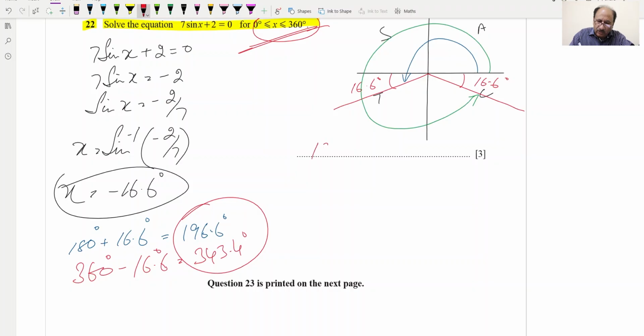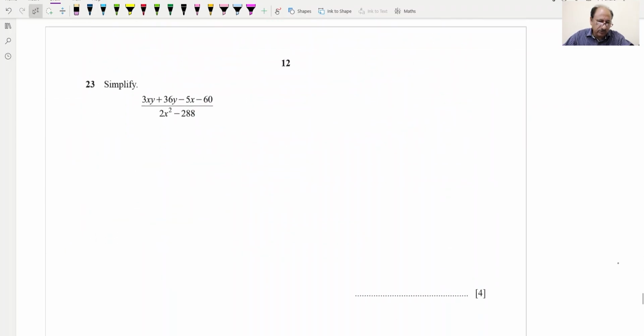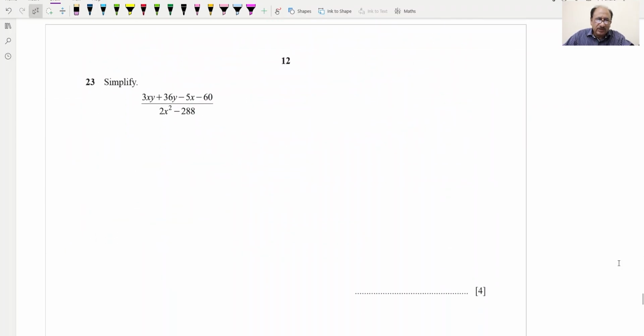So we will write 196.6 degrees, and the second angle will be 343.4 degrees, and this is a 3 mark question. Hopefully you understood this. Question number 23, we need to simplify this algebraic fraction, and this is 4 marks, straightforward, very simple question.